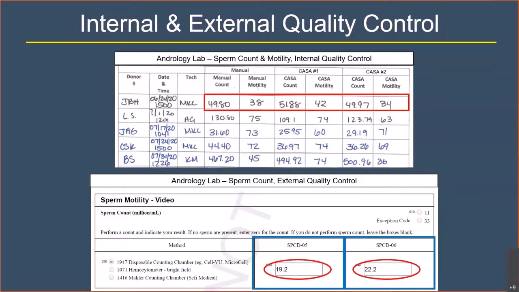The second illustration at the bottom is EQC for the sperm count, and this is a sperm motility video captured on a fixed cell chamber, which is provided to us by the EQC agency. The red circles highlight the first analyte concentration of 19.2 and the second analyte concentration of 22.2. These values are compared with other labs, and our values reported in the lab have to fall within mean plus minus 2 standard deviations of the overall results. Then we meet the EQC criteria and establish that the results from the lab are accurate as well as precise. Next slide.